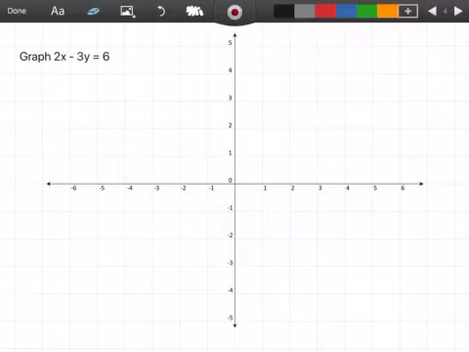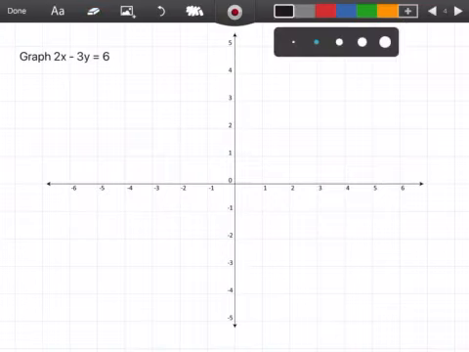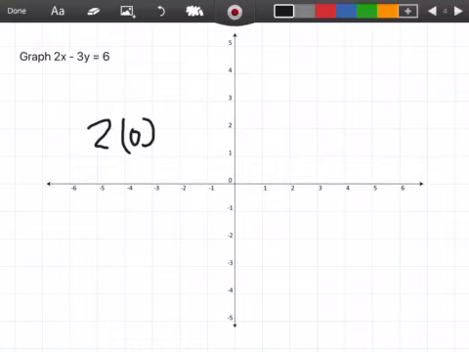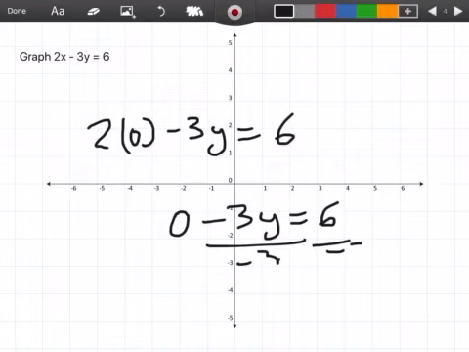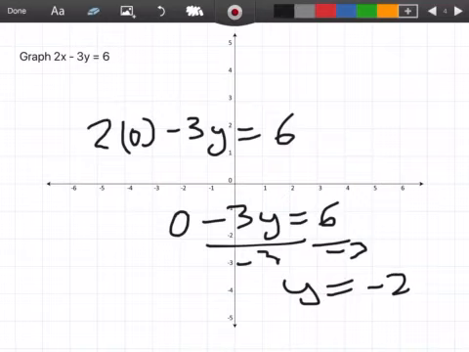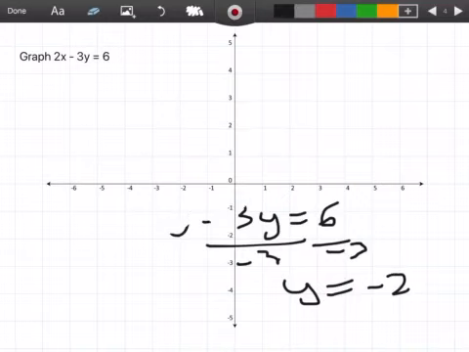So now we have to graph 2x minus 3y equals 6. We have an equation now. This is how we do it. We substitute x and y as 0. Let's start off with x. 2 times 0 minus 3y equals 6. So then we get 0 minus 3y equals 6. Divide by -3, y equals -2. So erase all of this.